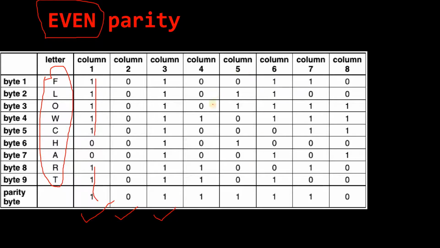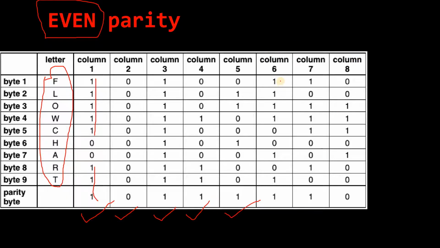Column 4. 1, 2, 3, 4. It is also even, right? Column 5. 1, 2, 3, 4. It is also even. I think you are following what I am doing, right? If you want to find which byte or which column is not transmitted correctly, we have to check row wise and column wise. Then only we can find out. Okay, follow me what I am doing.